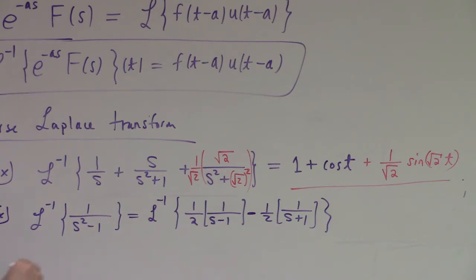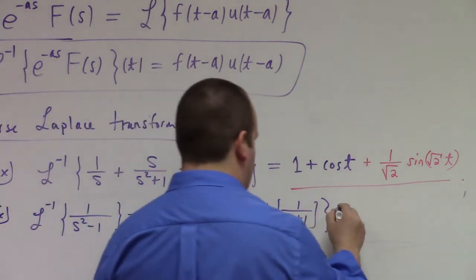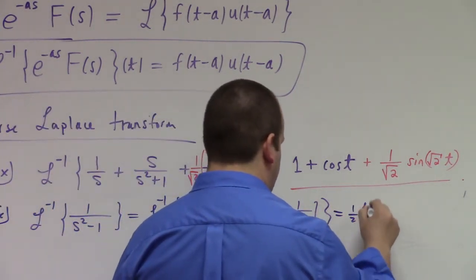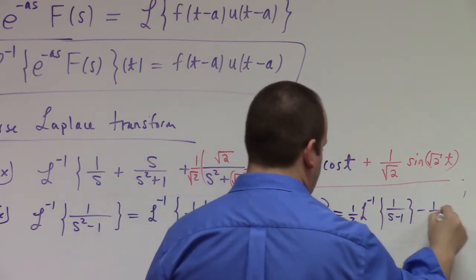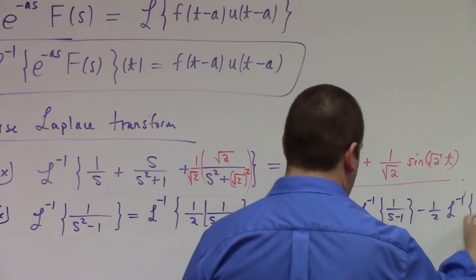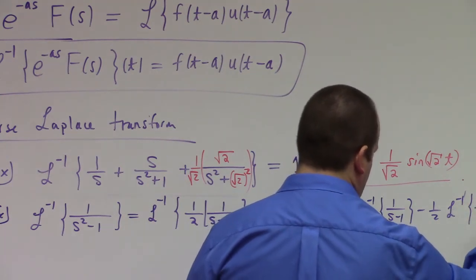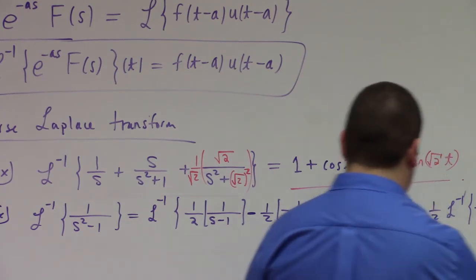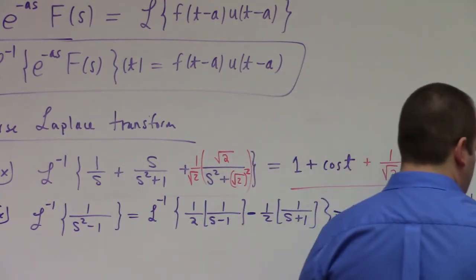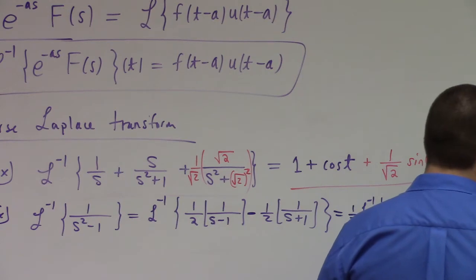Then I use linearity, right? It's 1/2 inverse Laplace transform of 1 over s minus 1 minus 1/2 inverse Laplace transform of 1 over s plus 1. What's that? Well, that's 1/2 e to the t minus 1/2 e to the minus t.